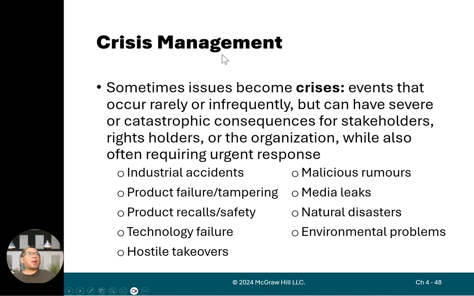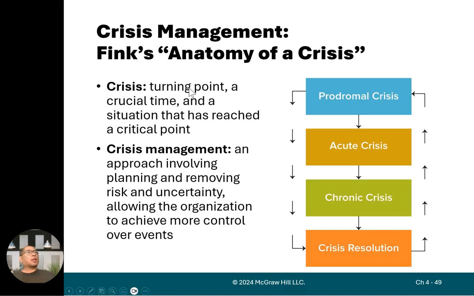In terms of crisis management, sometimes issues become crises. They occur rarely and infrequently, but can have severe, catastrophic consequences for stakeholders. Okay, such as industrial accidents, product failures, product recalls, technology failures, hostile takeovers, malicious rumors, media leaks, natural disasters, and environmental problems. These are the key areas of crisis management. What are the things? Crisis. For example, this is the anatomy of a crisis.